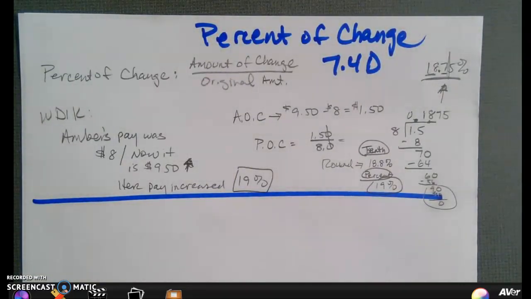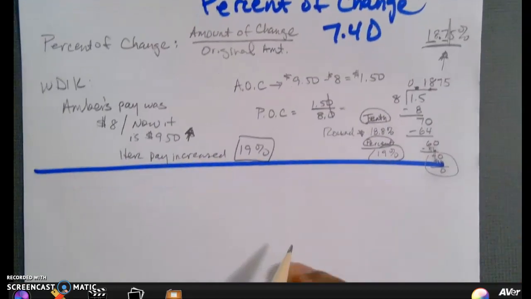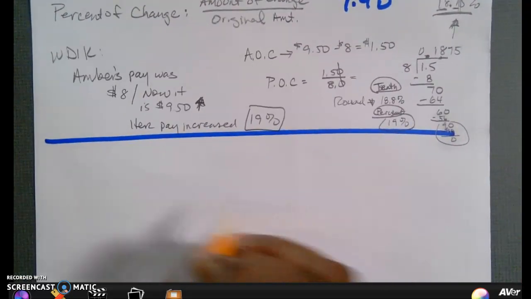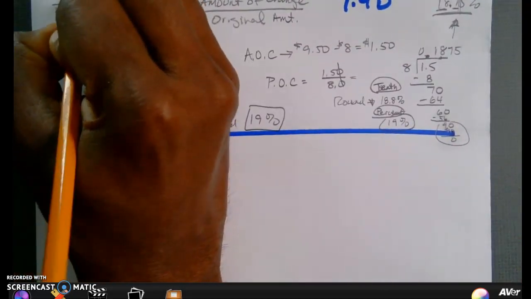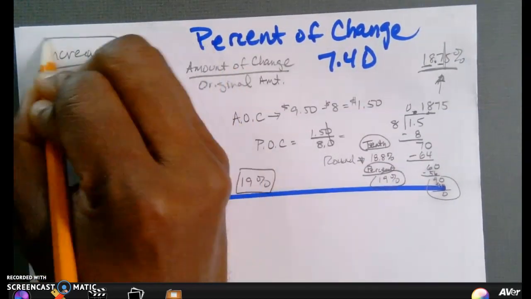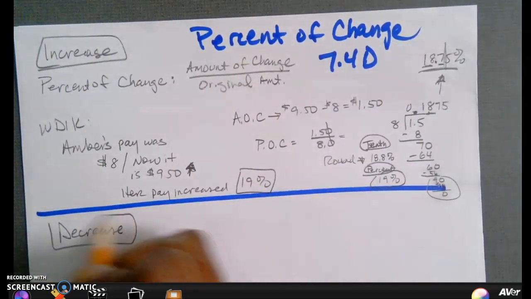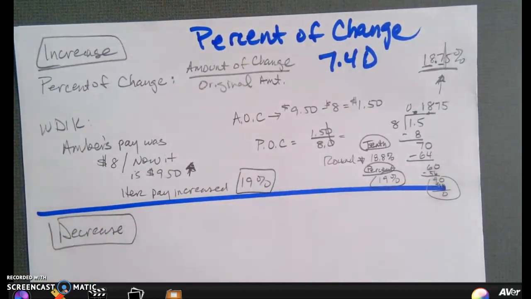All right, so 19% is what her pay increased. Now, I'm going to write this as increase here. Decrease I'm going to do here, and I'm going to pull up another example. So hang on just a second. I'll go ahead and switch that over.